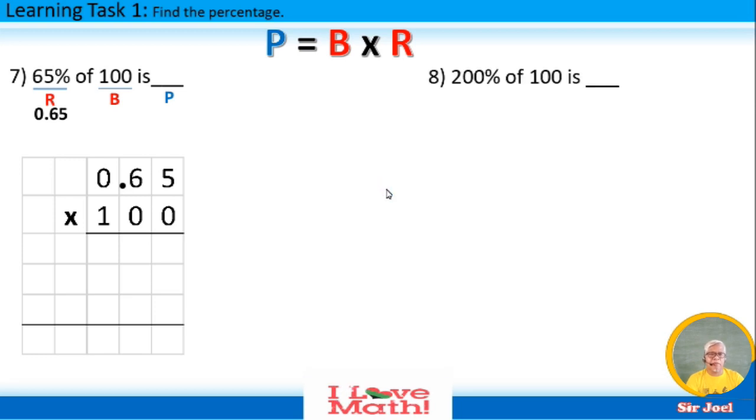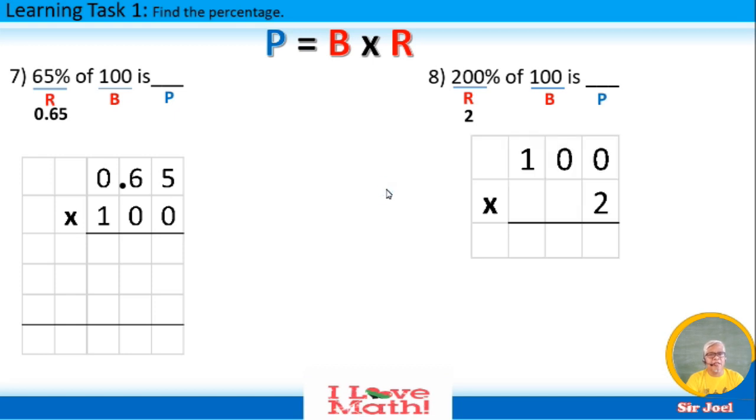Next, number 8, 200% of 100 is blank. 200% is the rate, and 200% is equivalent to 2. Yun. Ibig sabihin, kasi pag nag-move nga tayo from the end to the left, magiging na lang 2 ang 200. After the word of is the base, and then the unknown is the percentage. To solve this problem, it is simply 100 times 2. Okay? Next, problem number 9.